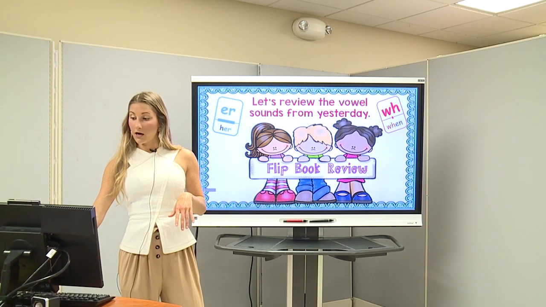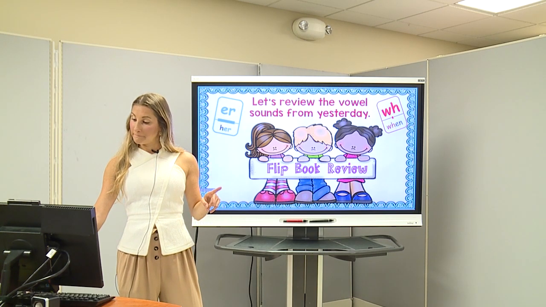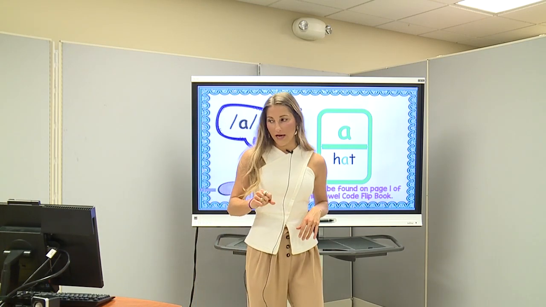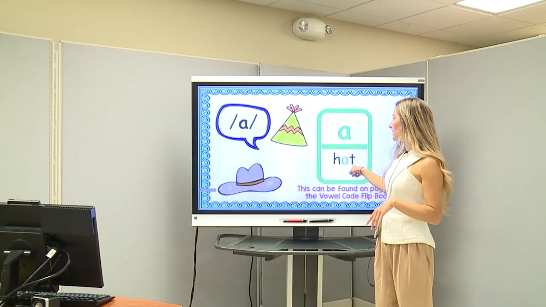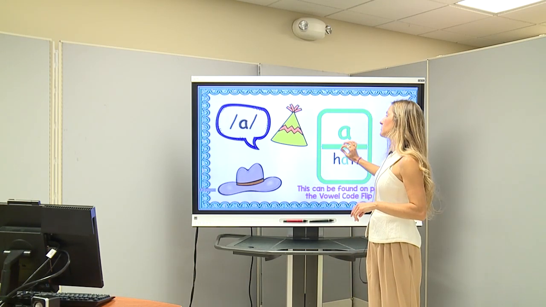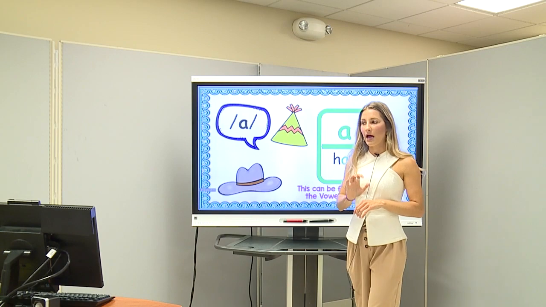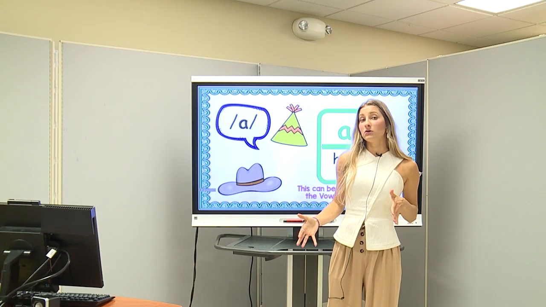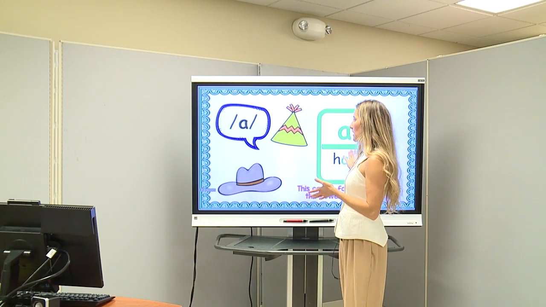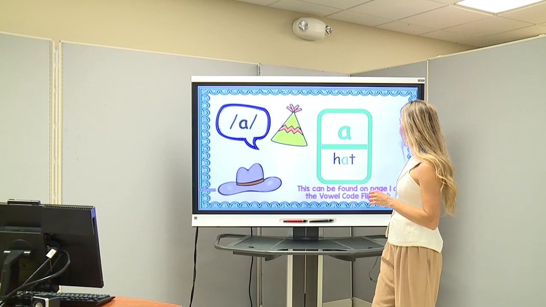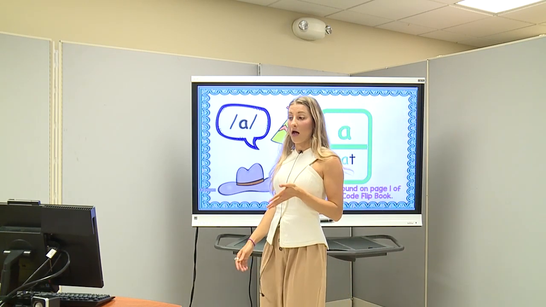So we're going to review the vowel sounds that we learned from Lesson 1. A is a very, very common vowel, and we know that by looking at this sound bar. I told y'all about the sound bar in Lesson 1. This sound bar right here is very, very important. It tells you how common that vowel or consonant that you're looking at is. This vowel can be found on page 1 of your vowel code flipbook if you have it with you.